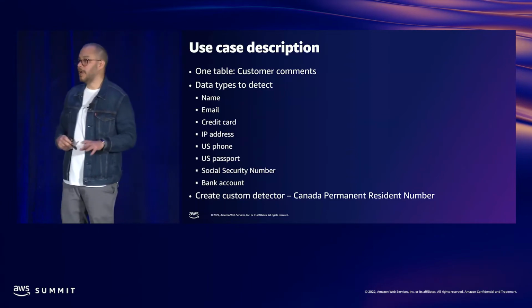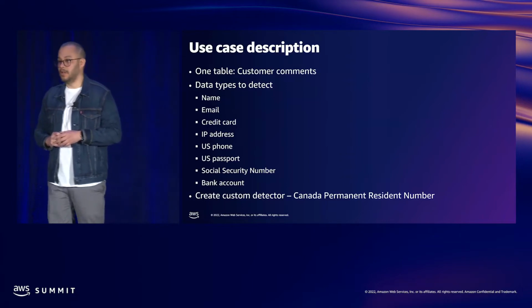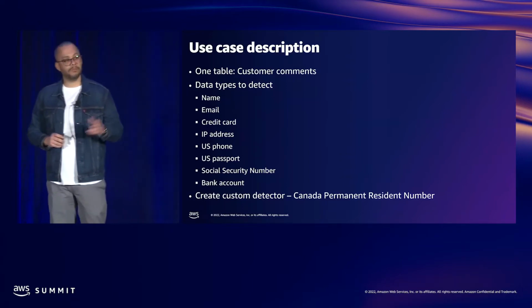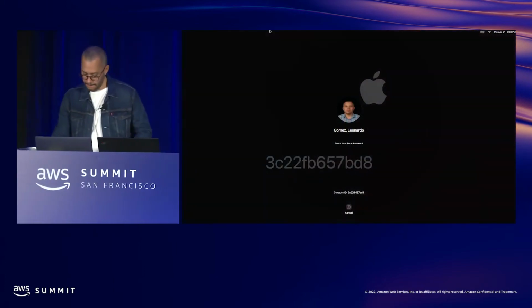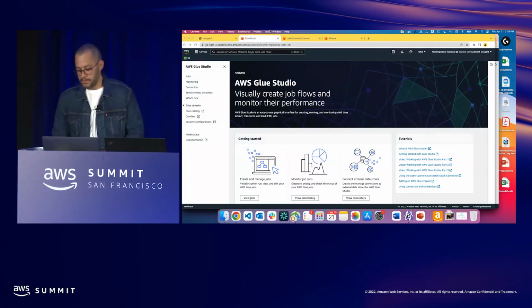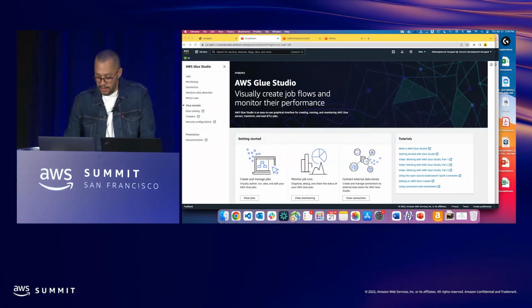And also, as part of this demo, we are going to create a custom entity. In this case, it's going to be the Canada permanent resident number. Okay, so let's go to the console. Perfect. So, of course, the first thing that you have to do, you have to go to the Glue Studio console. Okay, so let's create a job.